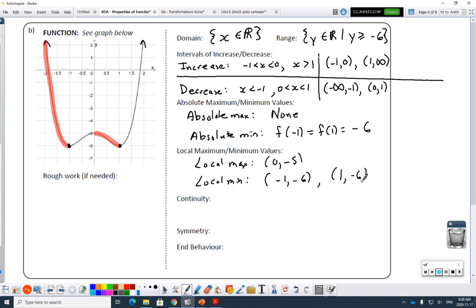Now let's really try and pick your brain for these things here. Continuity. Is this thing continuous, or does it have a discontinuity? No, it doesn't. Yeah, it's continuous. Continuous everywhere.